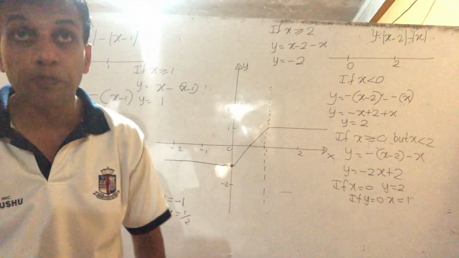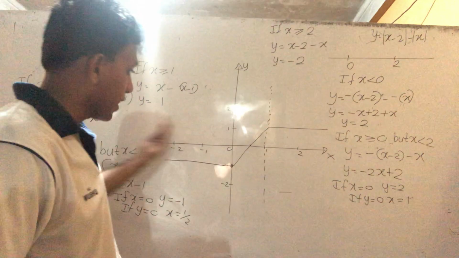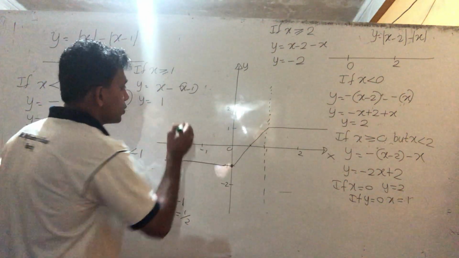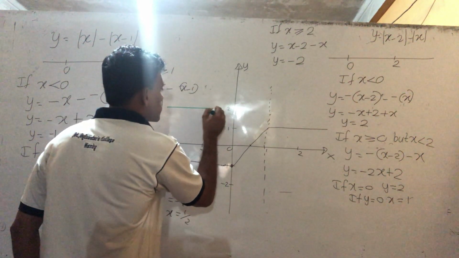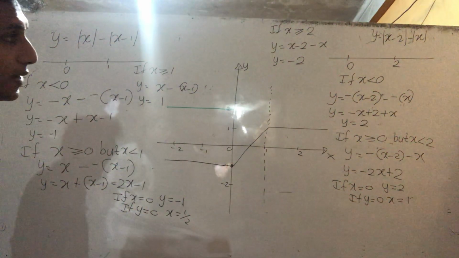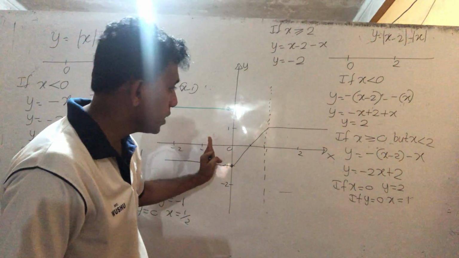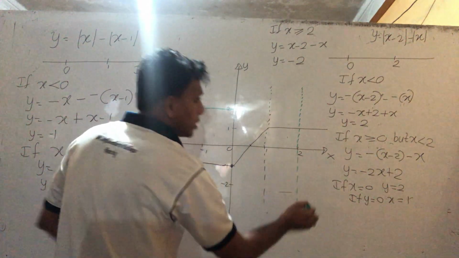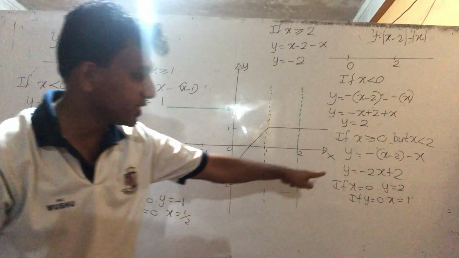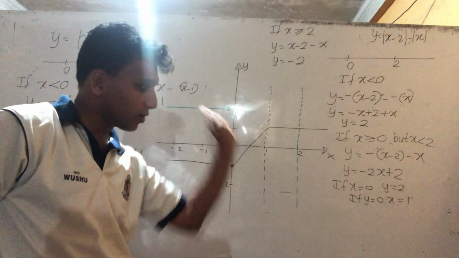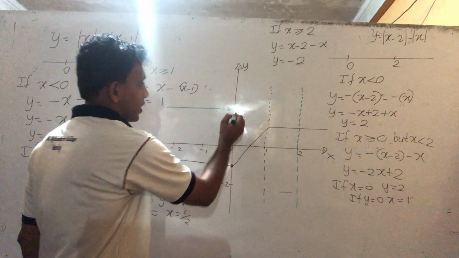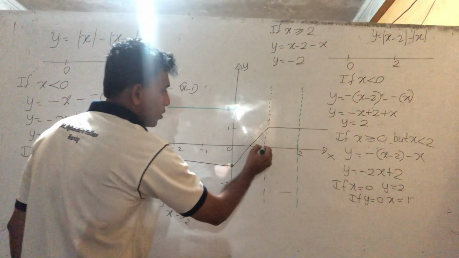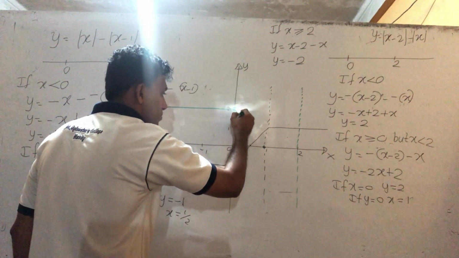This graph, draw that part. X less than 0, that is y equal to, what is this one? Y equal to, and more than 0 but less than 2. Between 0 and 2, check, negative gradient graph. x0, y2 here. y0, x1 here. Therefore the graph comes like this.